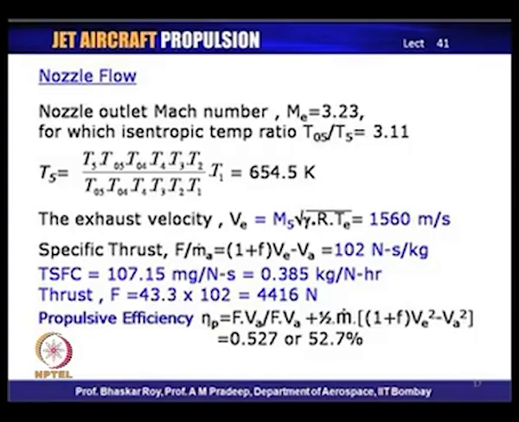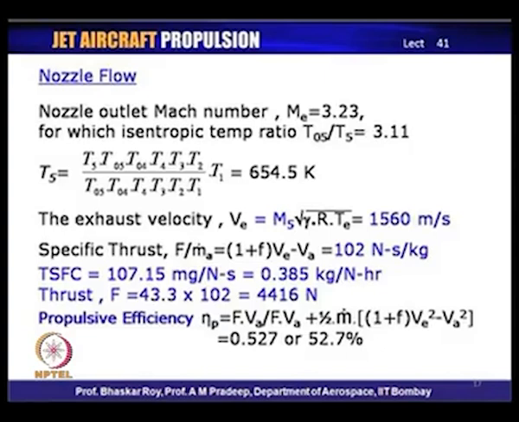So, using this exhaust velocity, we can now find first the specific thrust, that is (1 + f) V_e by V_a, and that comes out to be 102 newtons per kilogram per second. And using that, we can find the thrust specific fuel consumption, and that comes out to be 3.85 kilograms per newton hour. The thrust, then, multiplying the mass flow with the specific thrust, gives us a thrust of 4416 newtons, that is 4.41 kilonewtons.